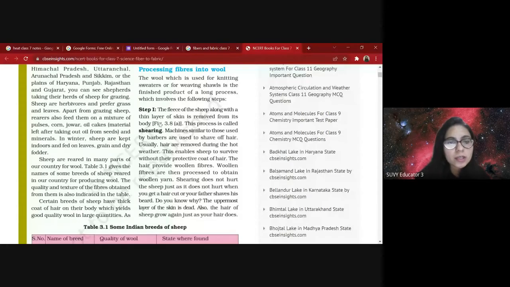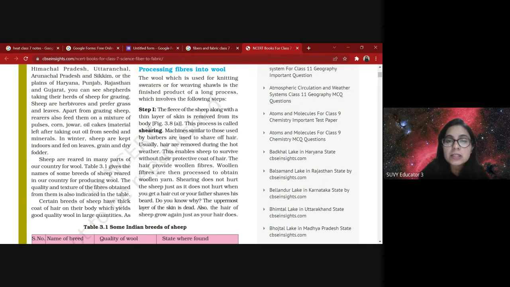So the first step is shearing. What is shearing? The fleece of the sheep along with the thin layer of skin is removed from the body. This process is called shearing. The whole body of the sheep is covered with heavy hair. So what is the first step? The fleece of the sheep along with the thin layer of skin is removed from the body, and this particular process is known as shearing.